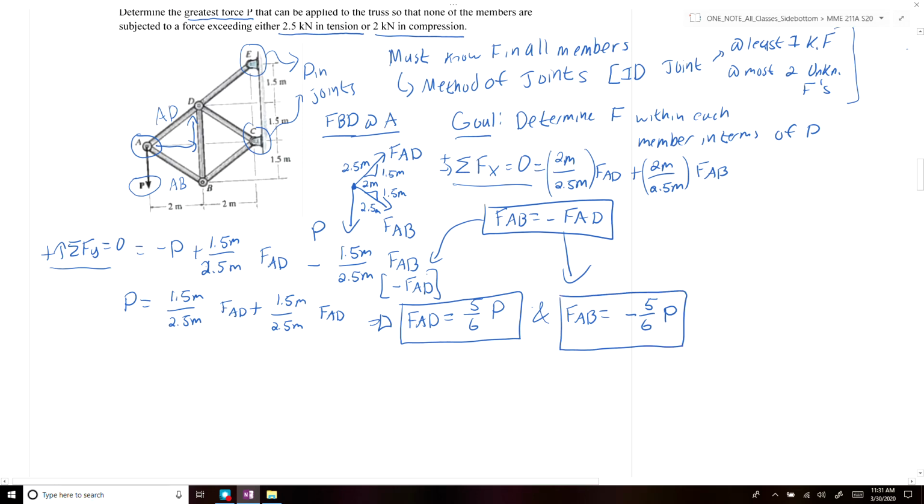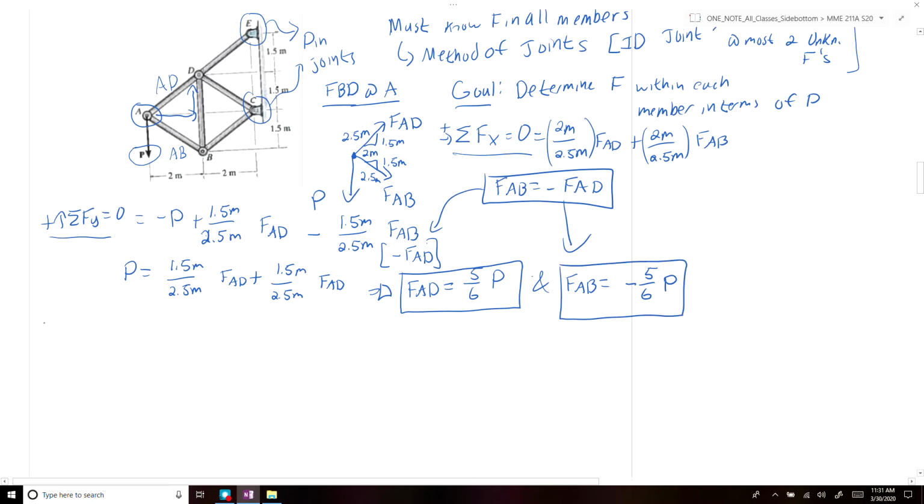So that's our first joint. Then the next step would be to identify another joint that has one known force and two unknown forces.